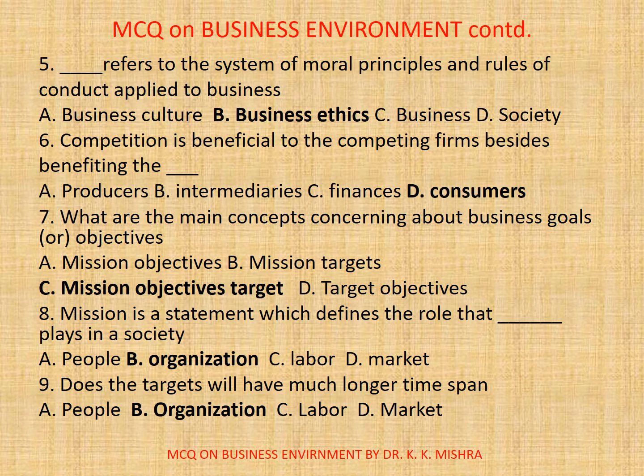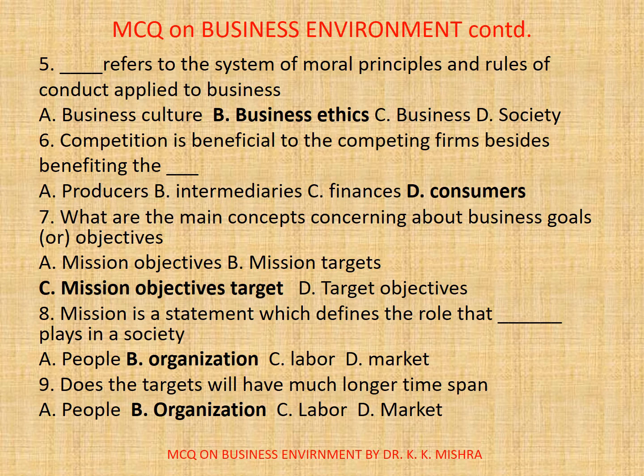Global. 5. Dash refers to the system of moral principles and rules of conduct applied to business. Here correct option is B. Business ethics. Question number 6. Competition is beneficial to the competing firms besides benefiting the correct option is D. Consumers. 7. What are the main concepts concerning about business goals or objectives? So here correct option is C. Mission objectives. 8. Mission is a statement which defines the role that dash plays in a society. So the correct option is B.